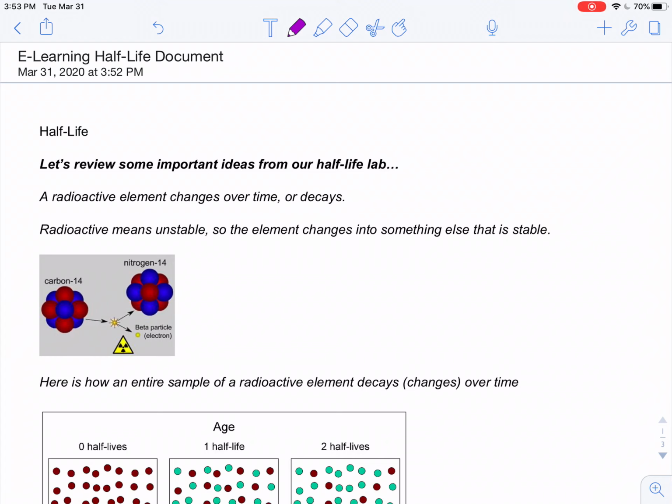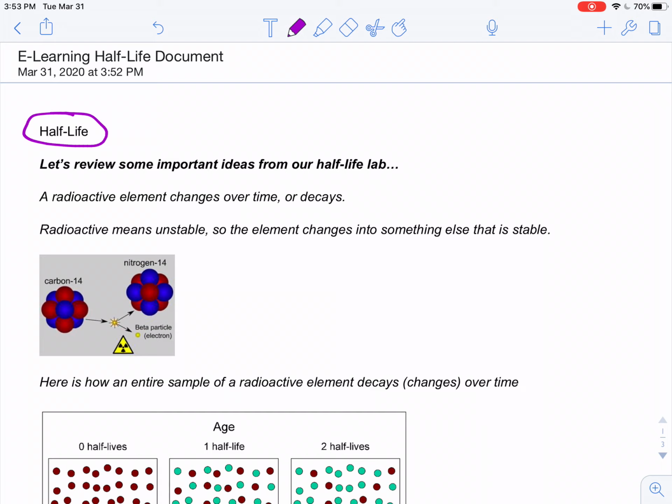Hi everyone, so today we're going to learn about the concept of half-life. And half-life refers to an amount of time it takes for half of a sample to change into something else. So why is this useful?